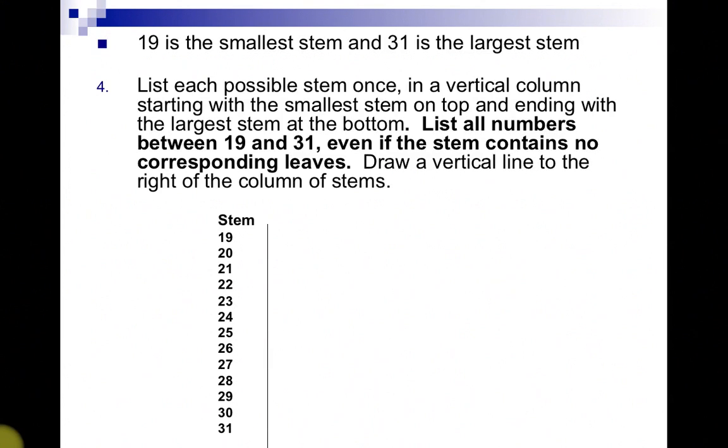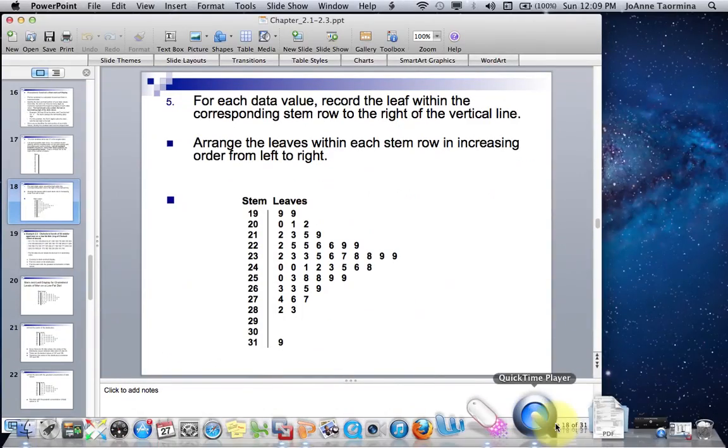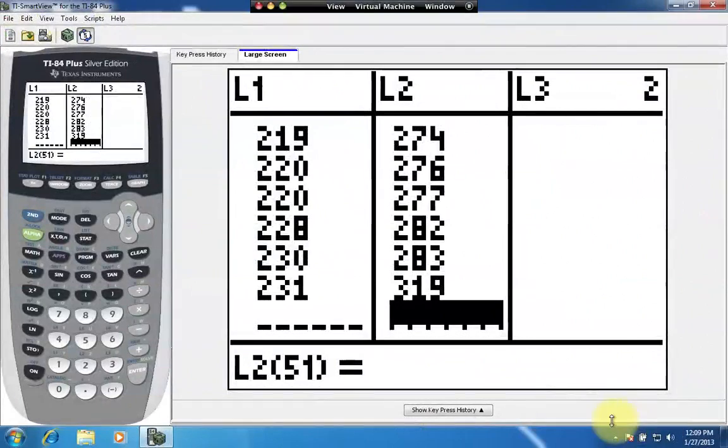And then you create a vertical line to the right of the stem. Okay, for each data value, record the leaf within the corresponding stem row to the right of the vertical line. So we're going to go and look at our calculator for this.